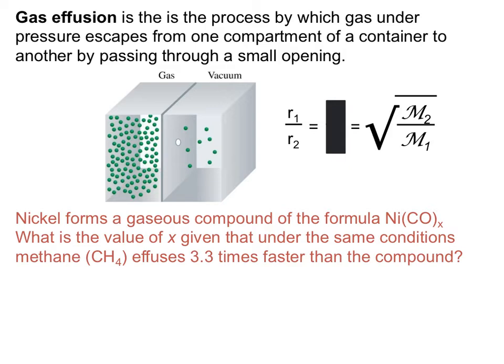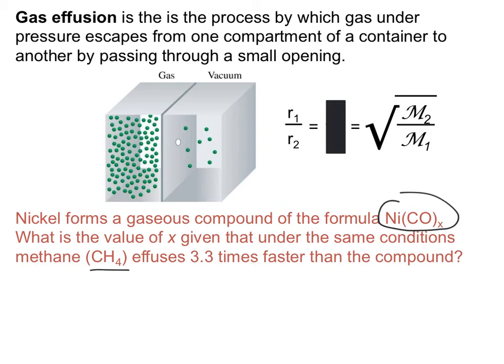Now let's go ahead and look at the question we have here. It says that nickel forms a gaseous compound of NiCOx, and they want us to figure out what the value of x is, given that under the exact same conditions, methane is going to effuse 3.3 times faster than the NiCO compound. So how are we going to interrelate these to one another?